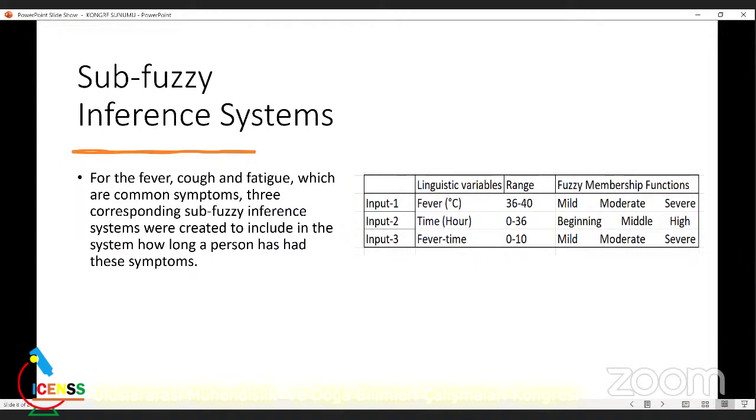As a result, we get the first output for common symptoms for fever, cold, and fatigue by using the sub-fuzzy inference system, including 2 inputs, and then we reach the risk index for common and serious symptoms by using the first fuzzy inference system.